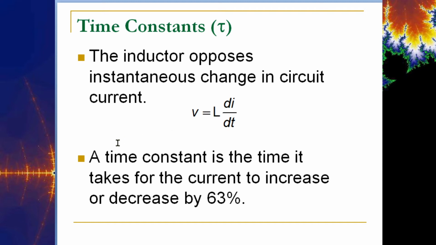So once again, the same principles of growth and decay apply to these functions. And a time constant is the time it takes for the current to increase or decrease by 63%. And we went over that in the RC transient discussion.